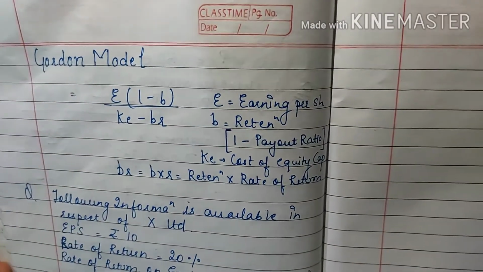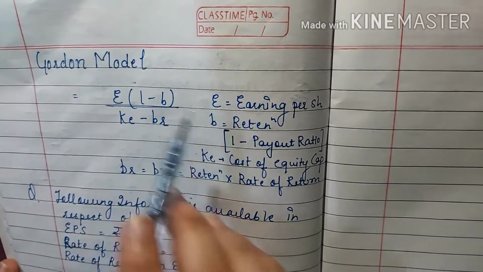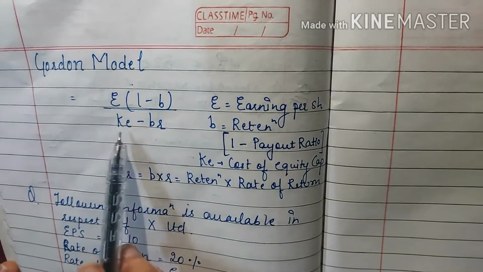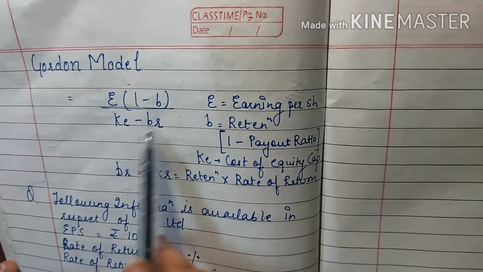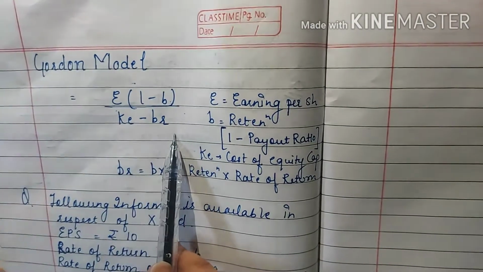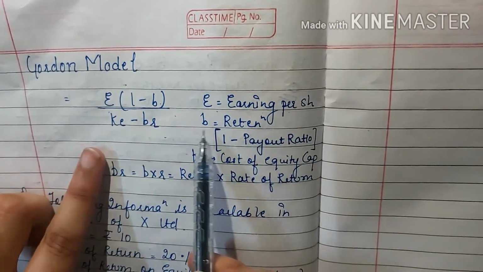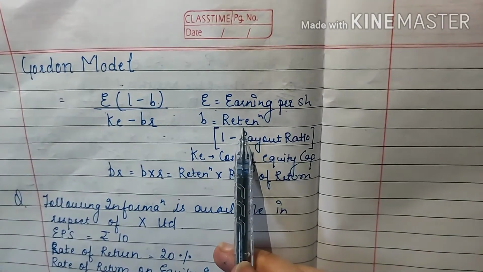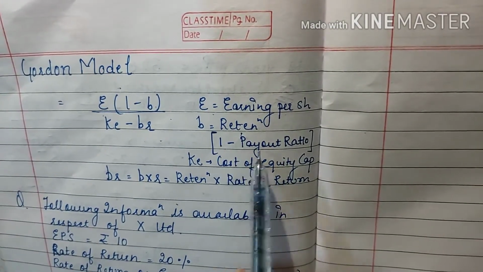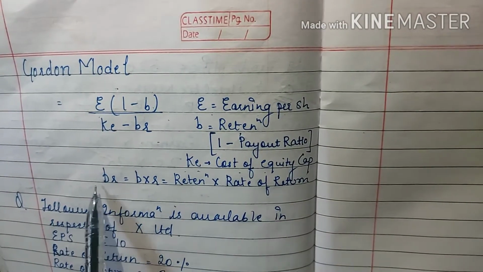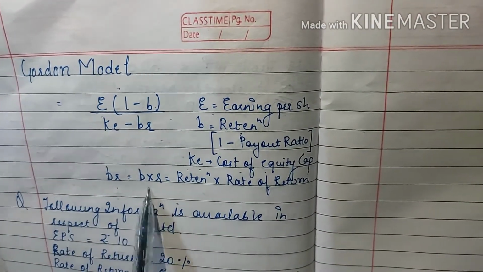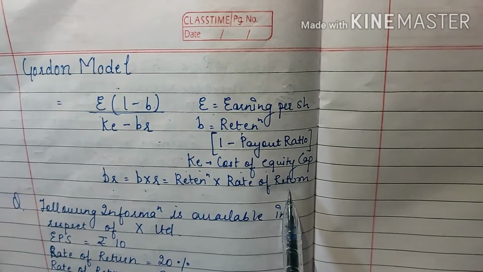Now let's start with a new method, that is the Gordon model. So first let's see what the formula is. P is equal to E1 minus B, here B is the retention, upon KE minus BR. So E is the earning per share, B is retention, which can also be calculated by 1 minus payout ratio. KE is the cost of equity capital, and BR is the product of retention and the rate of return.